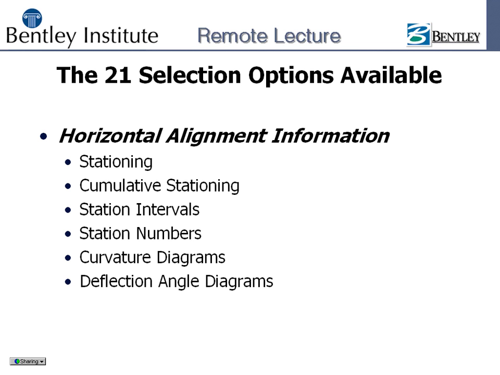To begin with, we have horizontal alignment information we can access, and this particularly is stationing and cumulative stationing. Stationing is obvious what that is. You can set an interval, but cumulative stationing could be irrespective of equations or begin and end stations. You can have a cumulative length annotated.